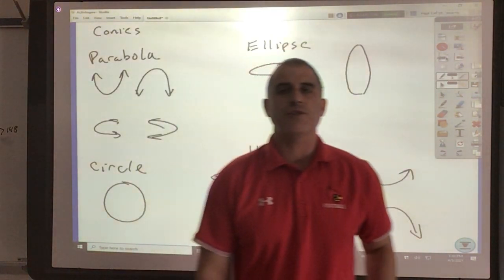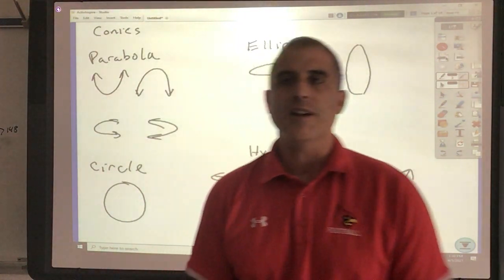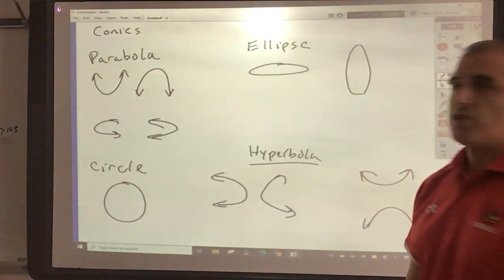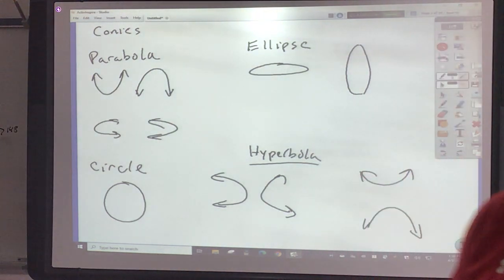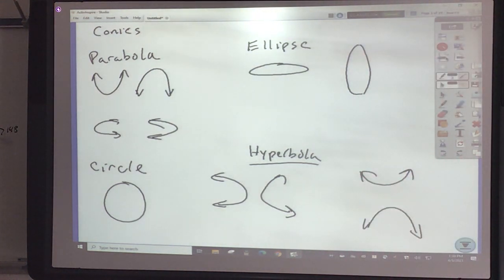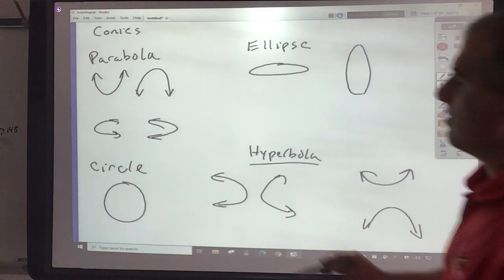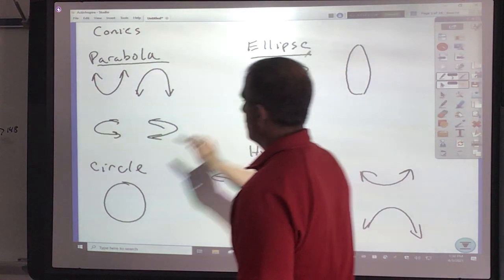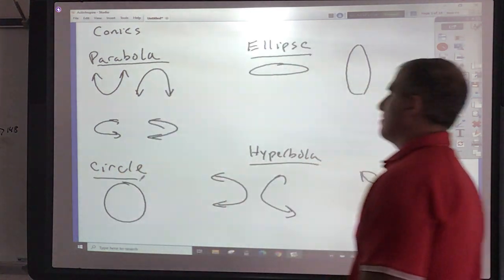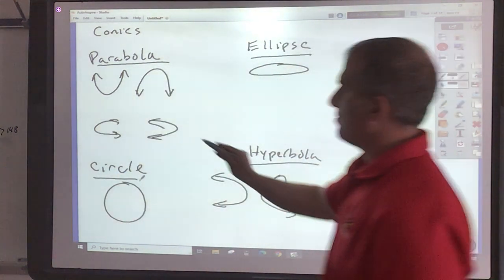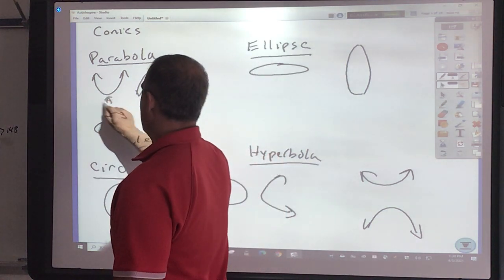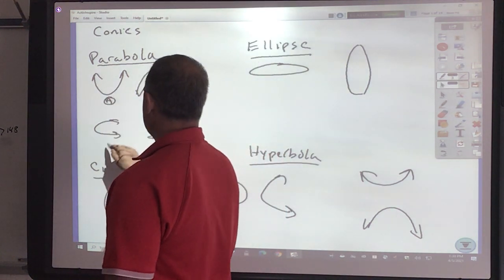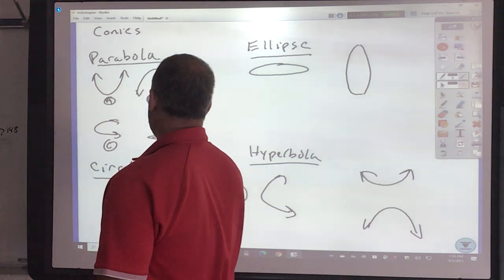Okay, this is going to be the first video lesson in the Conics unit for pre-calculus. I want to start out just by going over the different types of conics. There's basically four: the parabola, the ellipse, the circle, and the hyperbola. Now, there are four types of parabolas. One's going up, down, right, and left.